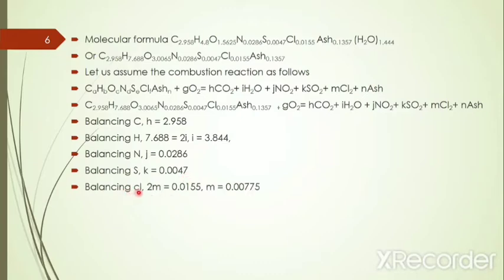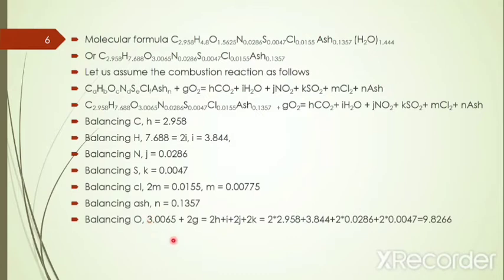Now balancing chlorine, we have 0.0155 equal to 2m, so m is 0.00775. Now balancing ash. Ash is inert, so the 0.1357 ash will remain as such as n moles. So n is 0.1357. So we have found all the other unknown quantities. Now the oxygen is remaining, so we can go for oxygen balance last.